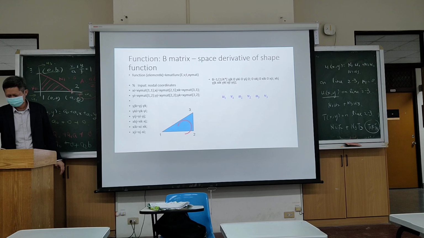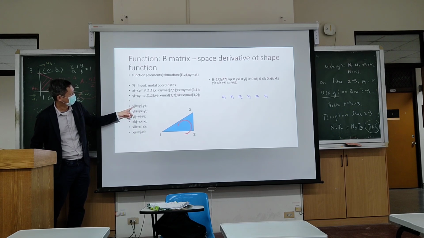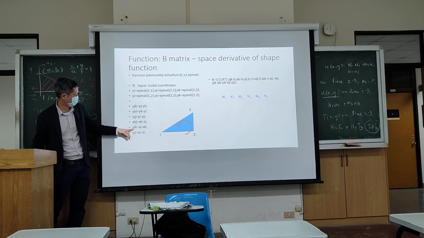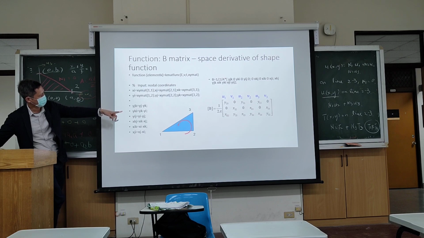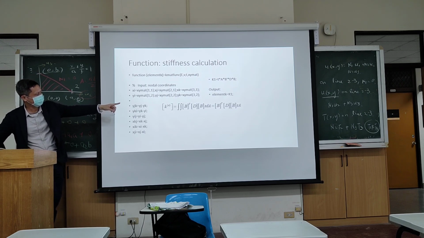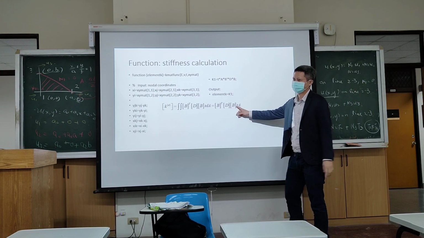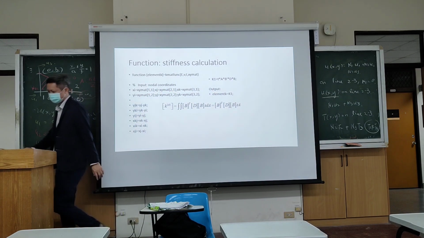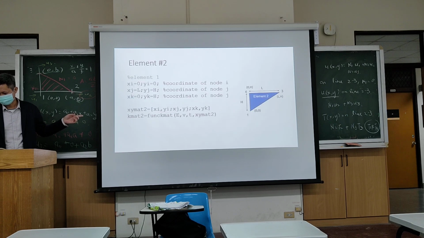And then the B matrix will be using these differences. First is yjk, yki, and then yij, and then next is xkj, xik. How do we calculate the stiffness? We calculate the stiffness by doing the matrix product. This is B matrix transpose times D matrix times B matrix, times the thickness and the area. Okay? And finally, then you have the expression. And now you have the complete matrix.